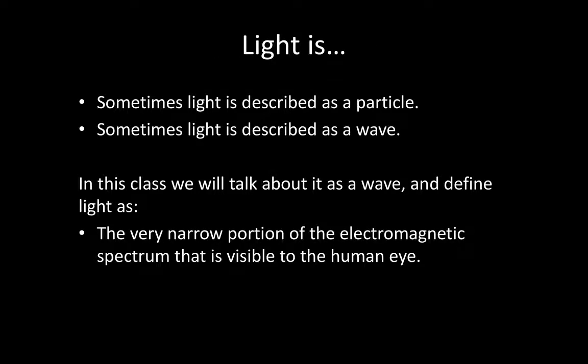Sometimes light is described as a particle, sometimes light is described as a wave. In this class we'll talk about it as a wave and define light as the very narrow portion of the electromagnetic spectrum that is visible to the human eye.